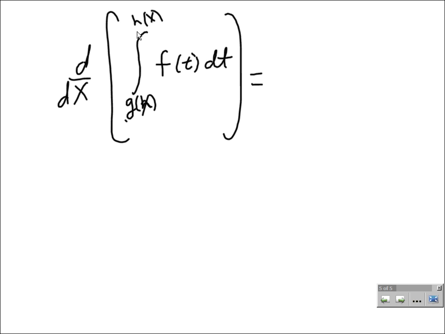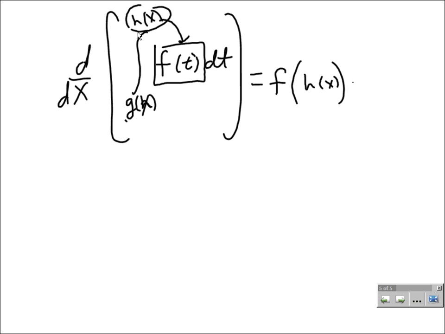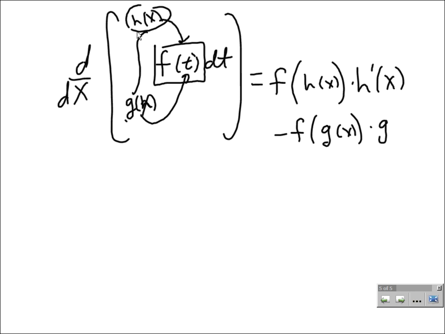Now, how do you take a derivative of such a function? Well, first, everything pretty much involves f of t. First, you plug that in for t, that is, you get f of h of x, and then you multiply by the derivative of that upper limit, minus, now you plug in g of x for t, and you get f of g of x times the derivative of that lower limit.